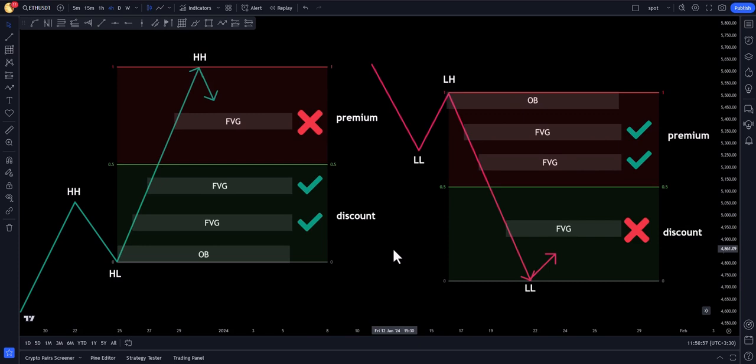So, we state rule number 2 as, in an uptrend, we only consider fair value gaps in the discount zone, and in a downtrend, we only consider fair value gaps in the premium zone. Rule number 3. The fair value gap located in the extreme zone has higher importance and priority. In an uptrend, the fair value gap in the lowest area is more significant, while in a downtrend, the fair value gap in the highest area holds more priority.